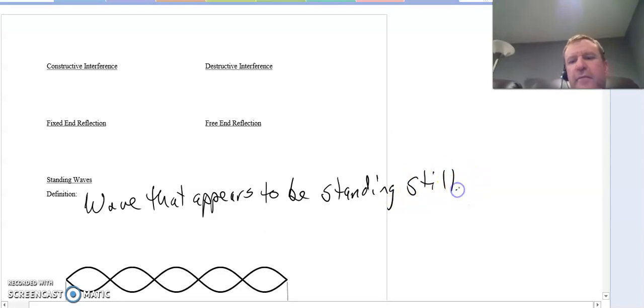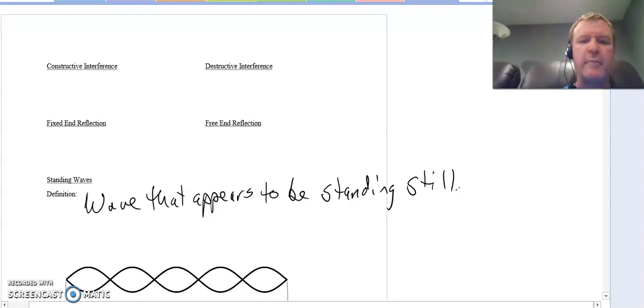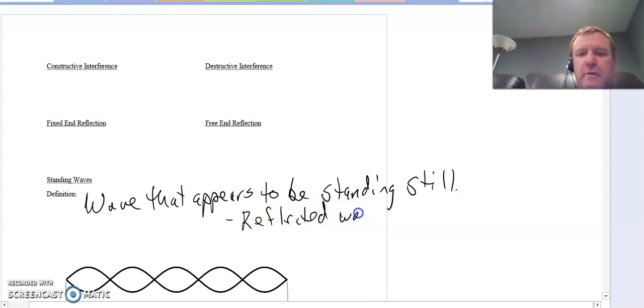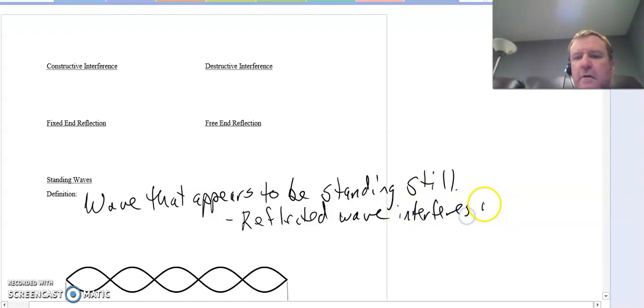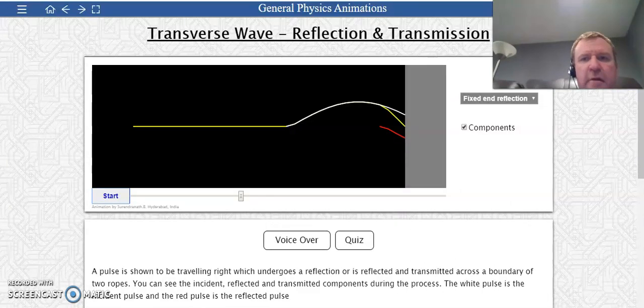Okay, that's really where the name standing wave came from, I would imagine. But what happens is the reflected wave interferes with the incident wave. Okay, and we can see this through, yep, another simulation.